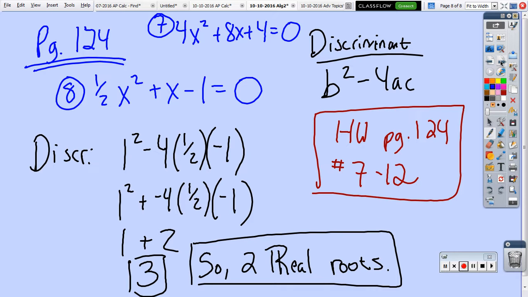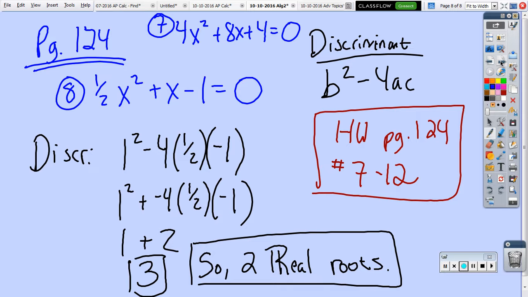So, page 124, number 8. It says, find the discriminant of the quadratic equation and describe the number and type of solutions of the equation. So number 8, you're given this: 1/2 x squared plus x minus 1 equals 0. Just looking at the discriminant, which is just the radicand part of the quadratic formula, which is just b squared minus 4ac, let's go ahead and do that.